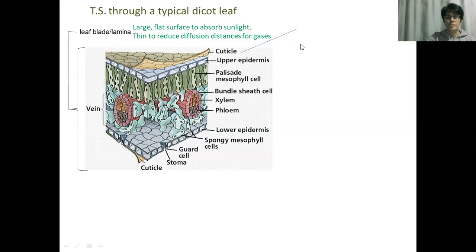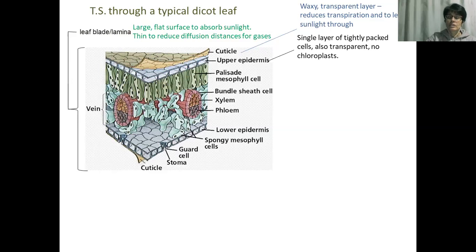All right, so this is a very good summary. There you've got the waxy cuticle secreted by the upper epidermis to reduce transpiration, not to prevent it, but it lets sunlight through. Then you've got the upper epidermis. It's often a single layer of tightly packed cells, normal cytoplasm, no chloroplast.